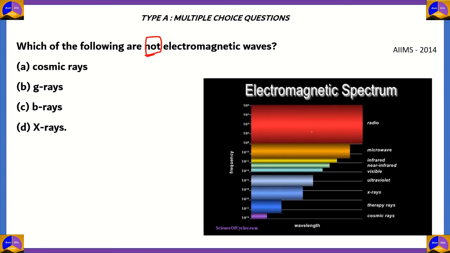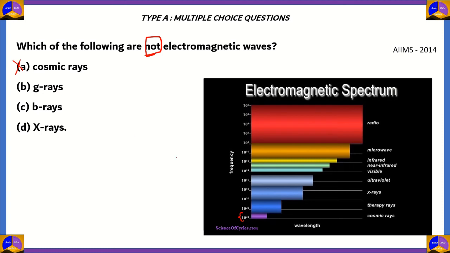Well, let's look at the electromagnetic spectrum in order to clear this question. Option A, cosmic rays. Cosmic rays have frequencies around 10 raised to 24, so these are high energy electromagnetic radiation, almost on the border between electromagnetic and non-electromagnetic waves. So option A is incorrect because cosmic waves are a part of the electromagnetic spectrum.